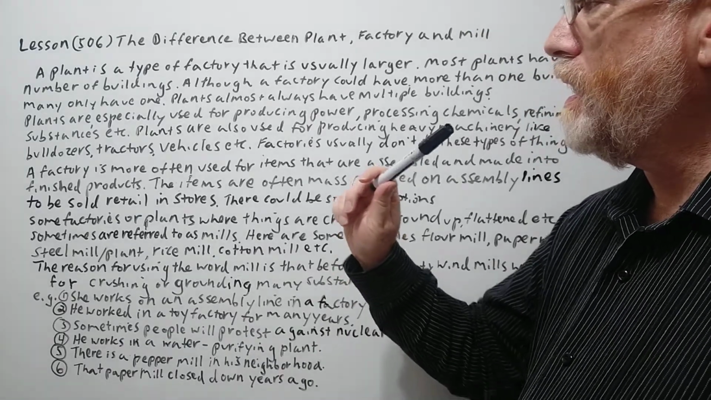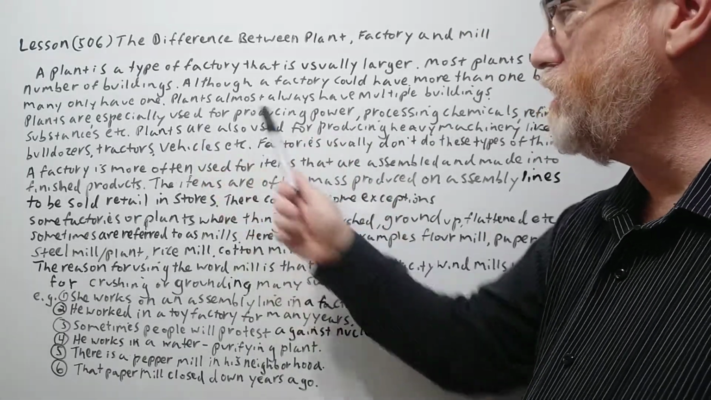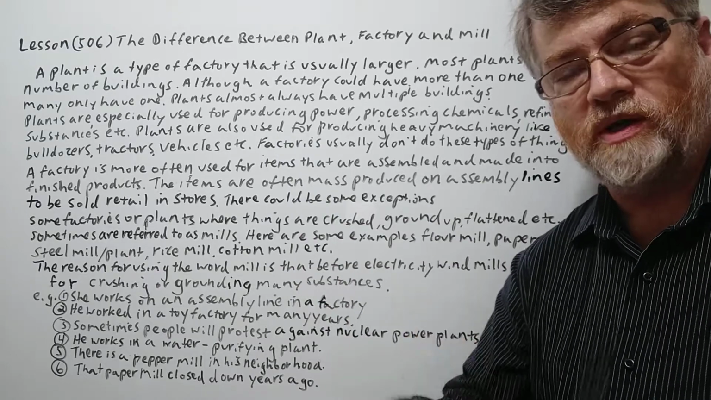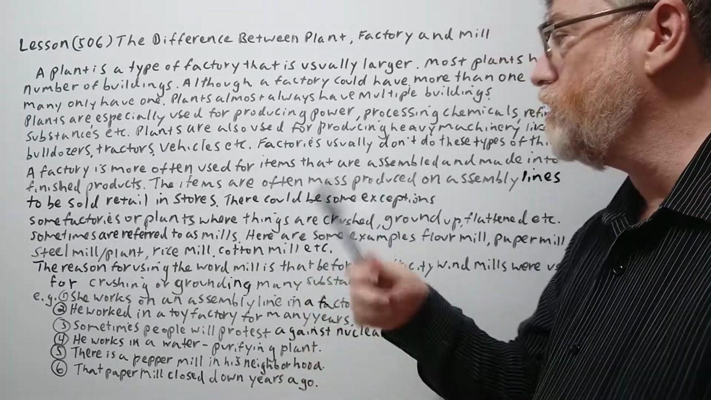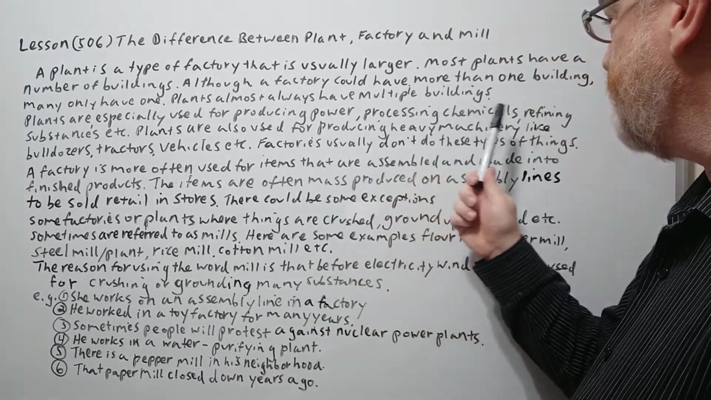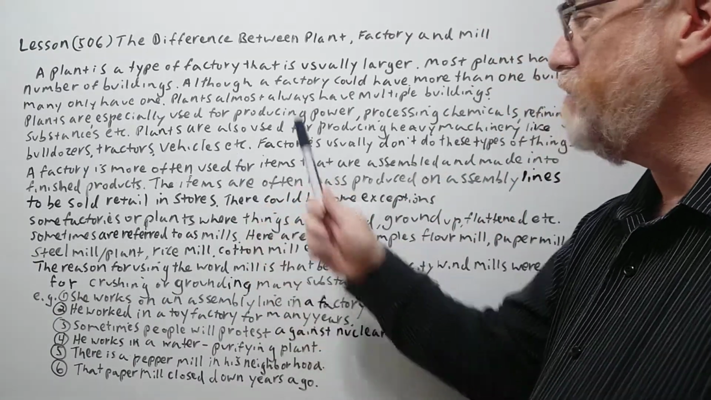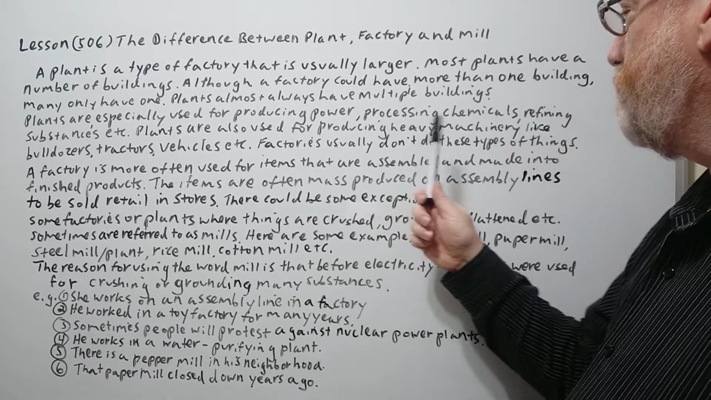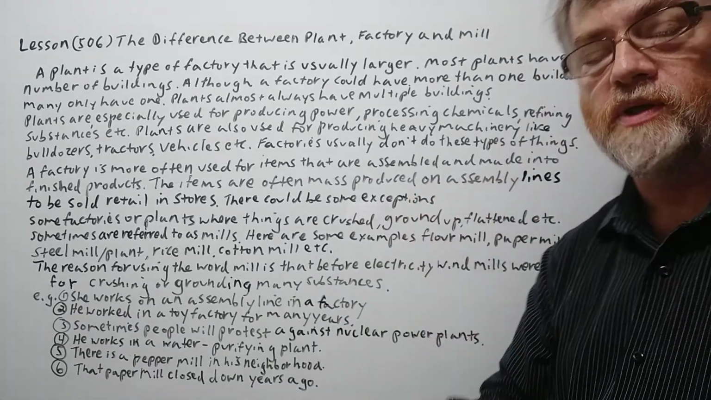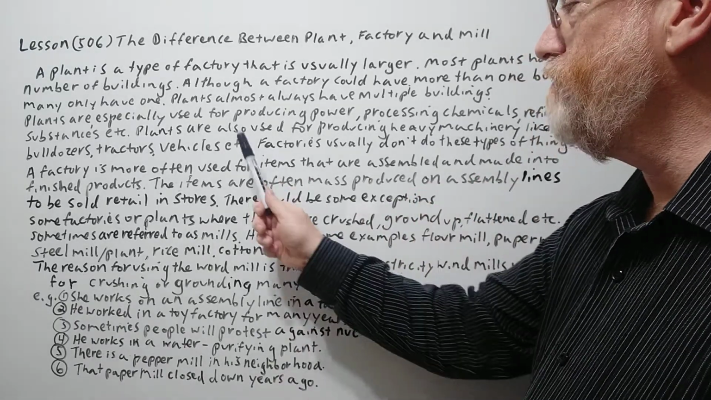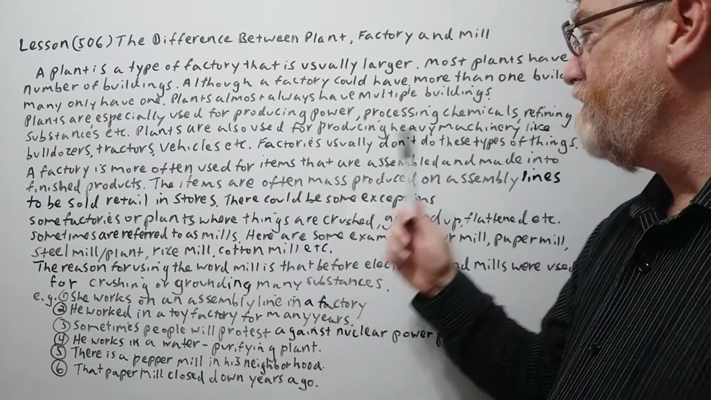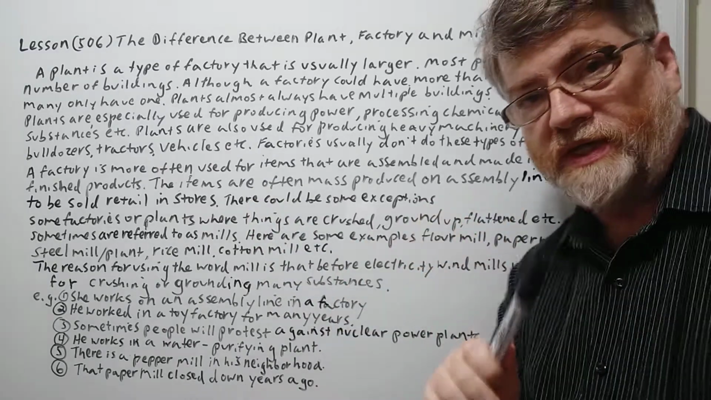All right, plants are usually used for producing power, things like electricity or nuclear energy, processing chemicals, refining substances, etc. Plants are also used for producing heavy machinery like bulldozers or tractors or vehicles, etc. Factories usually don't do these type of things.